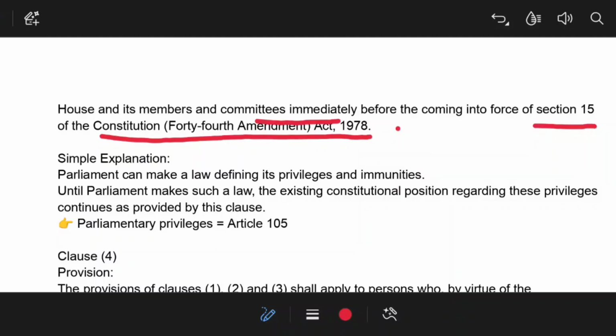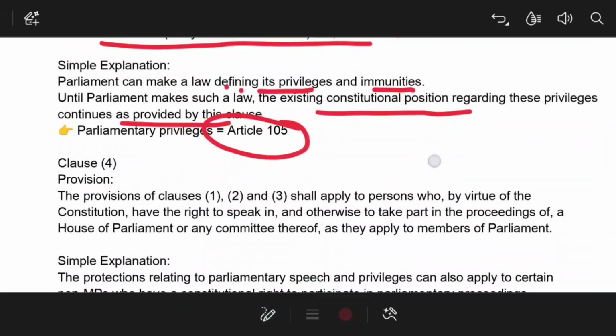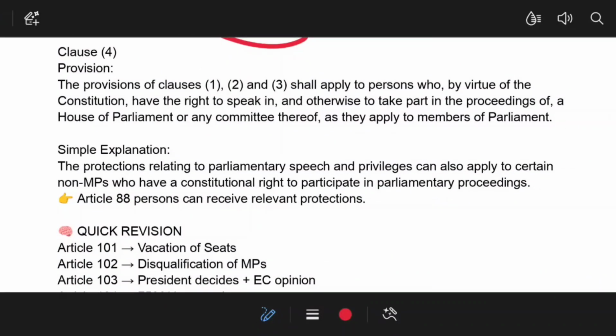Parliament will make the laws regarding additional powers, privileges or any terms, right? So Parliament can make a law defining its privileges and immunities. Until Parliament makes such a law, the existing constitutional provision regarding these privileges continues as provided by this clause. That means the privileges or the immunities that are provided exclusively under Article 105 are completely fine. But if Parliament thinks there should be additional ones, then Parliament will make a law regarding that. So who has the power? Parliament.